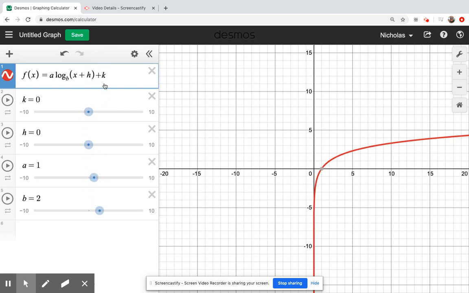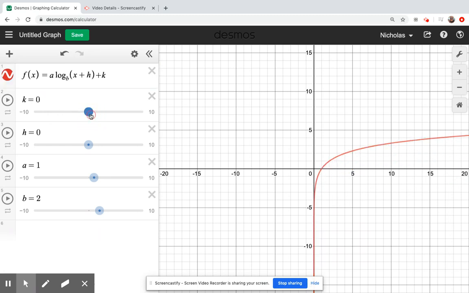You've got the plus k on the end. What is that going to do if I make k bigger? Let's see. All right, so we can see what's happening to the graph. As I make k bigger, the whole thing is just sliding up. What happens if I make k smaller, or if I make k negative? If I make k negative, then it slides the graph down compared to where it started. Okay, so k is an up and down slide.